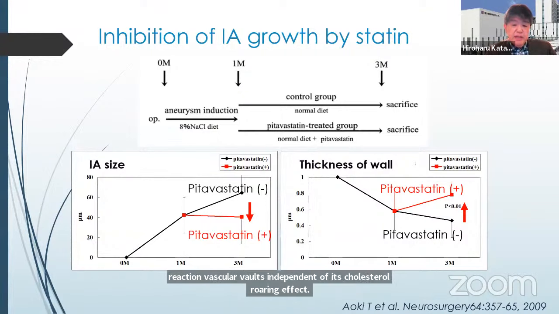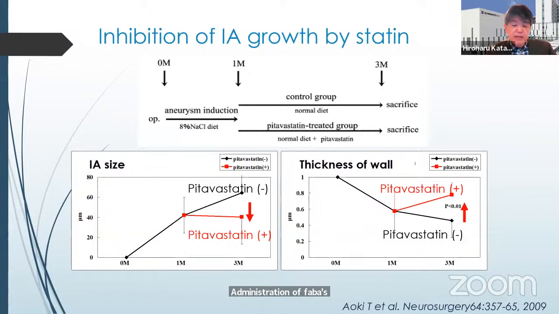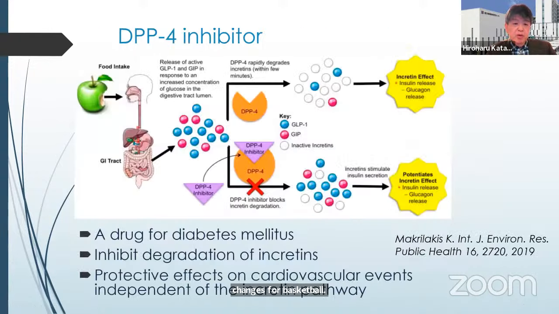Administration of pitavastatin, a kind of statin, results in prevention of aneurysm growth and degenerative changes of vascular walls in the rat model. Next, we tested the effect of a DPP-4 inhibitor. A DPP-4 inhibitor is a drug for diabetes and inhibits degradation of incretins. It also has a protective effect on cardiovascular events independent of the incretin pathway, like statins.